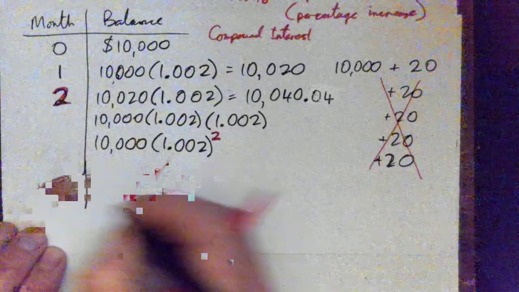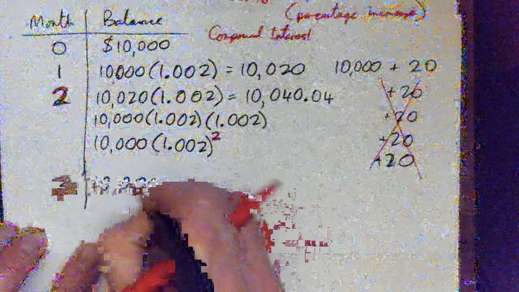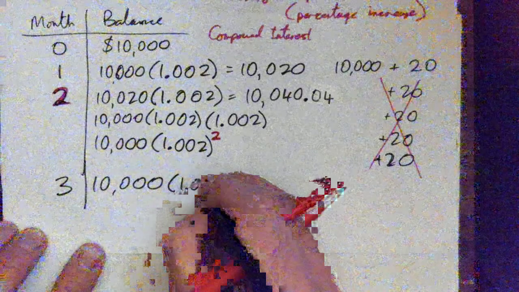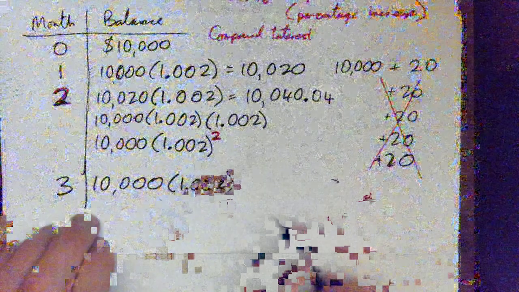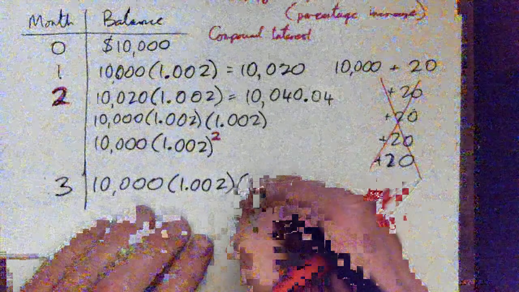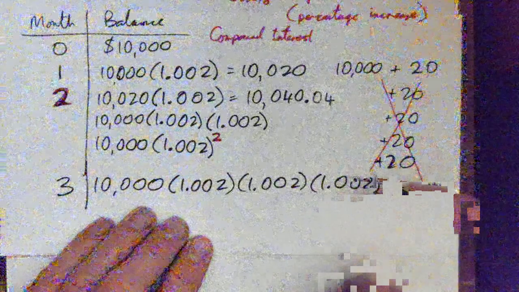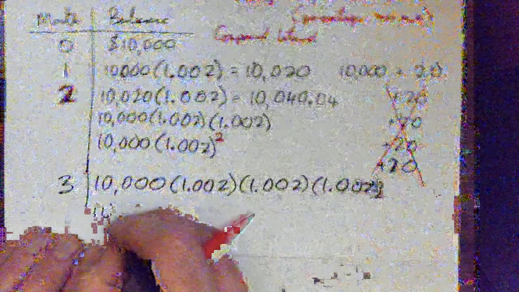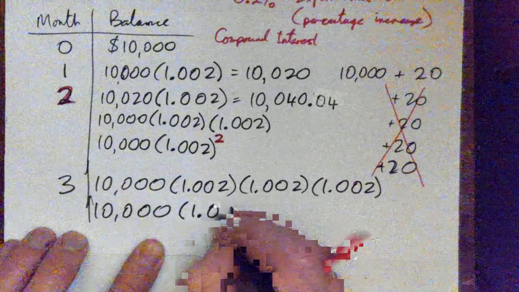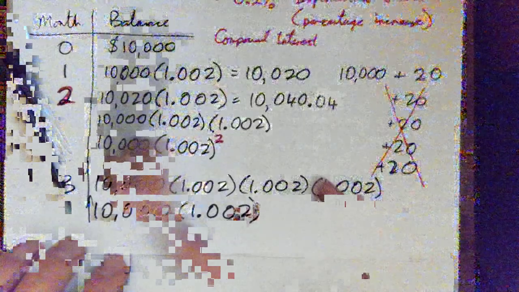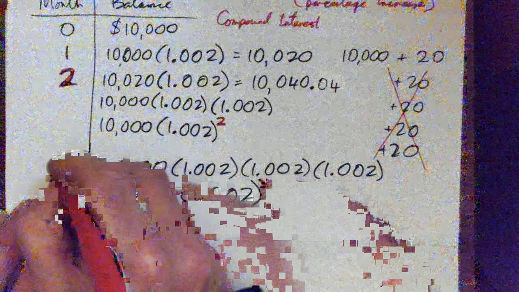So after 3 months, you take your initial investment, you multiply it by 1.002 for the first month, and then 1.002 for the second month, and 1.002 for the third month. And the easier way to write that is just take your 10,000 and multiply it by 1.002. And what should the exponent be? 3. Right, because there's 1, 2, 3 of them, 3. And that's the cool math way of doing it.